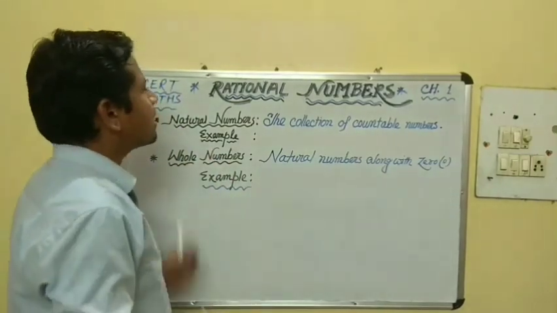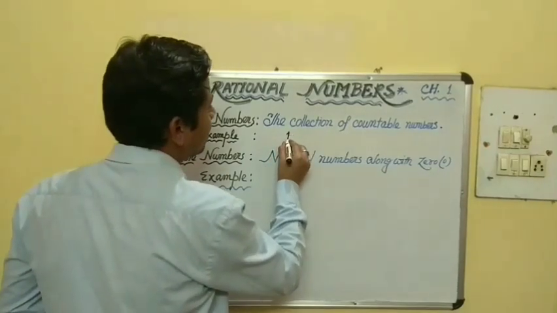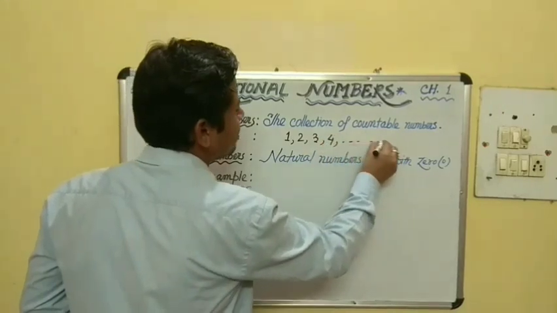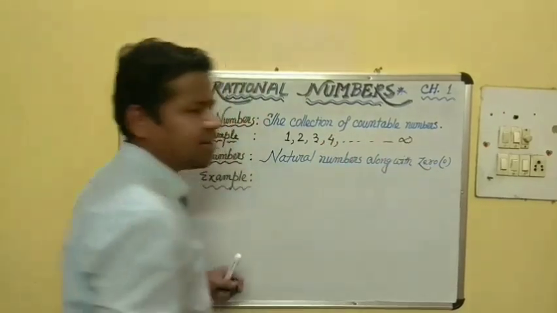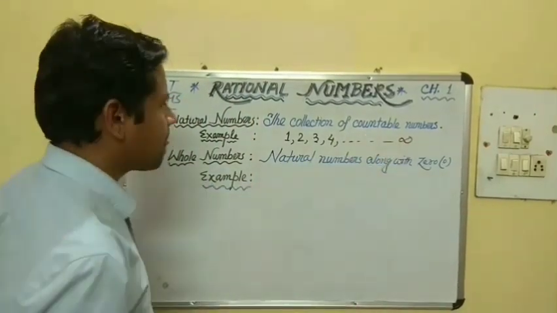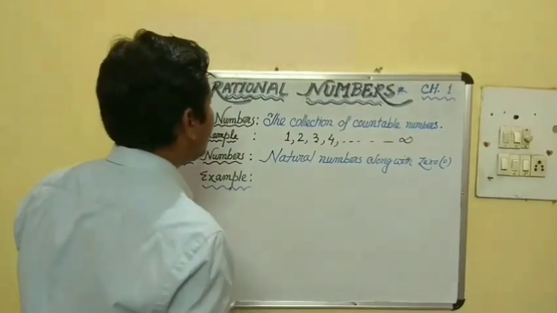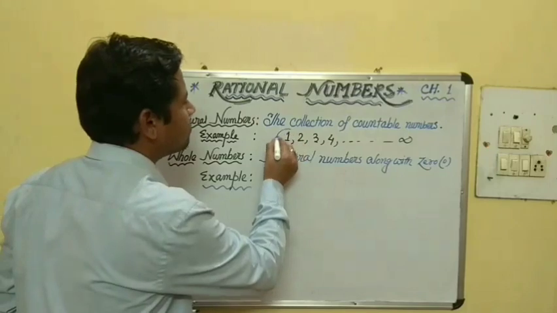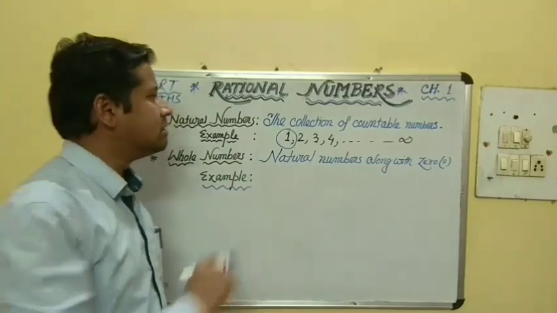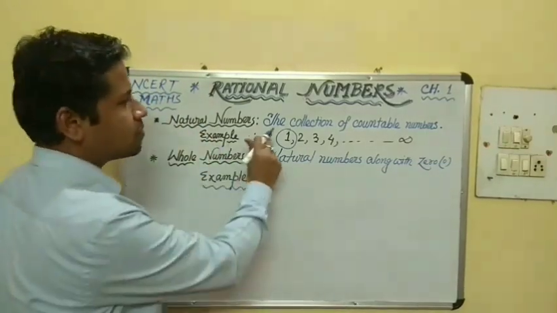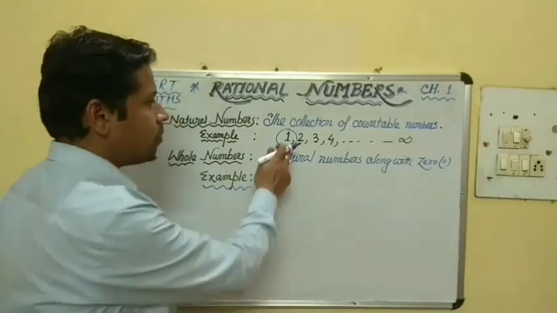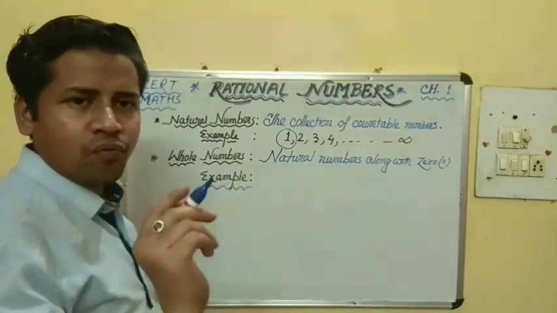The countable numbers start from 1, 2, 3, 4, and continue to infinity. It has no end. We don't know what the greatest number is, but we know the smallest number, which is 1. That means the collection of countable numbers are the natural numbers. It starts from 1 and goes to infinity, so the smallest natural number must be 1.